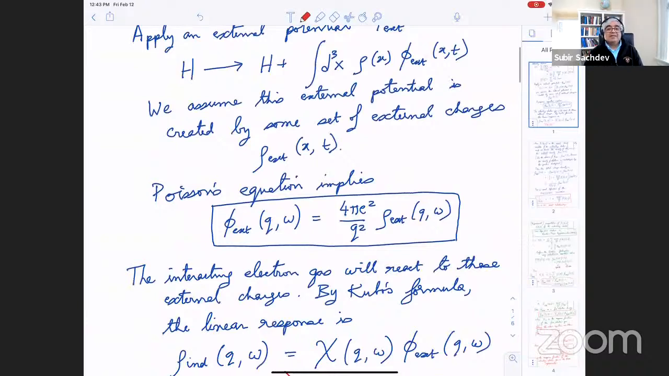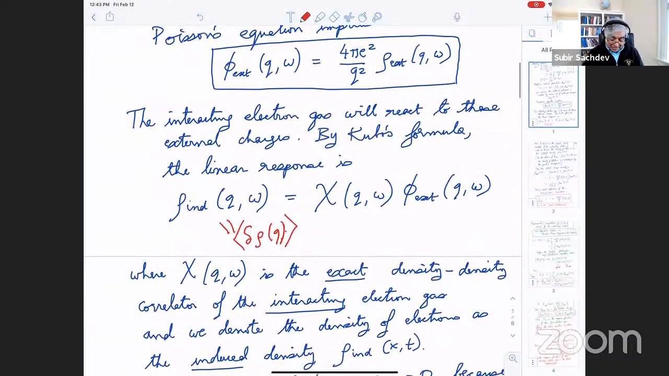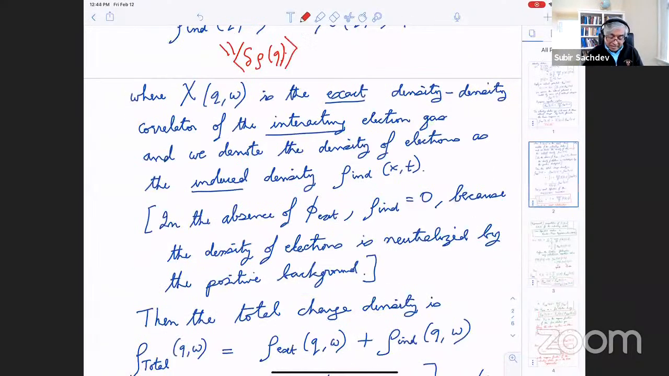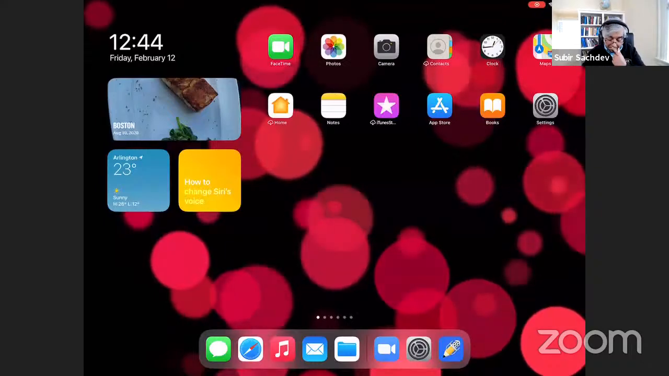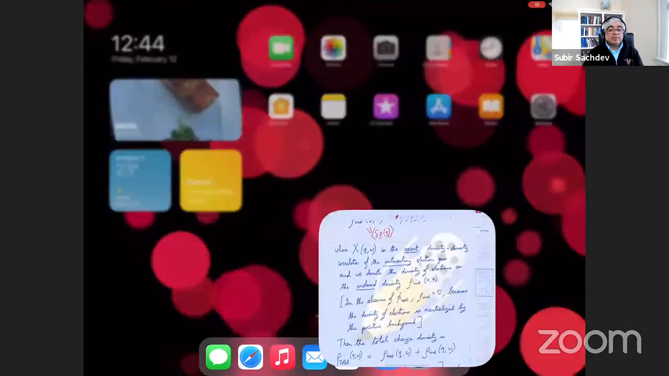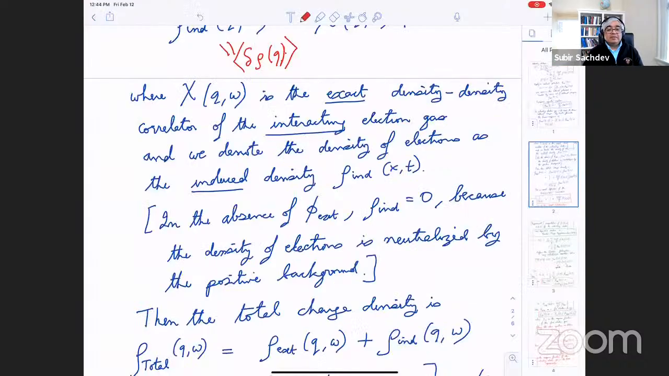Sorry, my iPad seems to have disconnected. Oh, there it's back. Must be an issue with the internet in my room. Sorry about that.